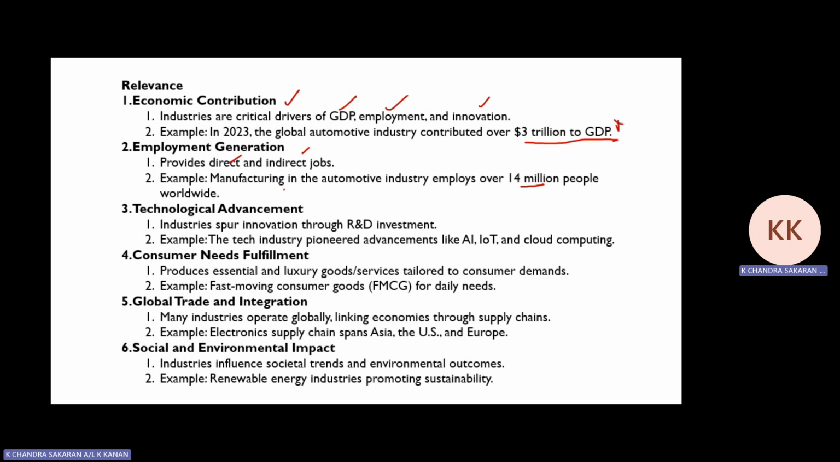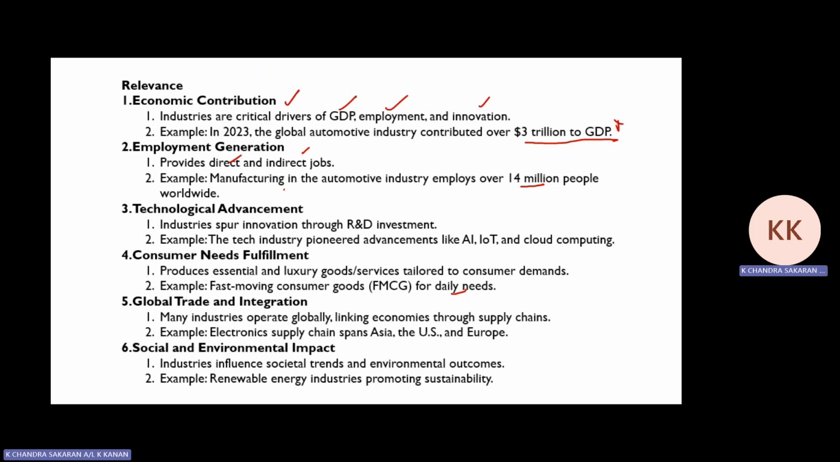Okay, consumer needs fulfillment. So what are they doing? For example, fast-moving consumer goods. Fast-moving consumer goods are goods that are sold very fast in the market for daily needs, for example, foodstuff and consumer products. If you choose that industry, then you have to talk about those things.